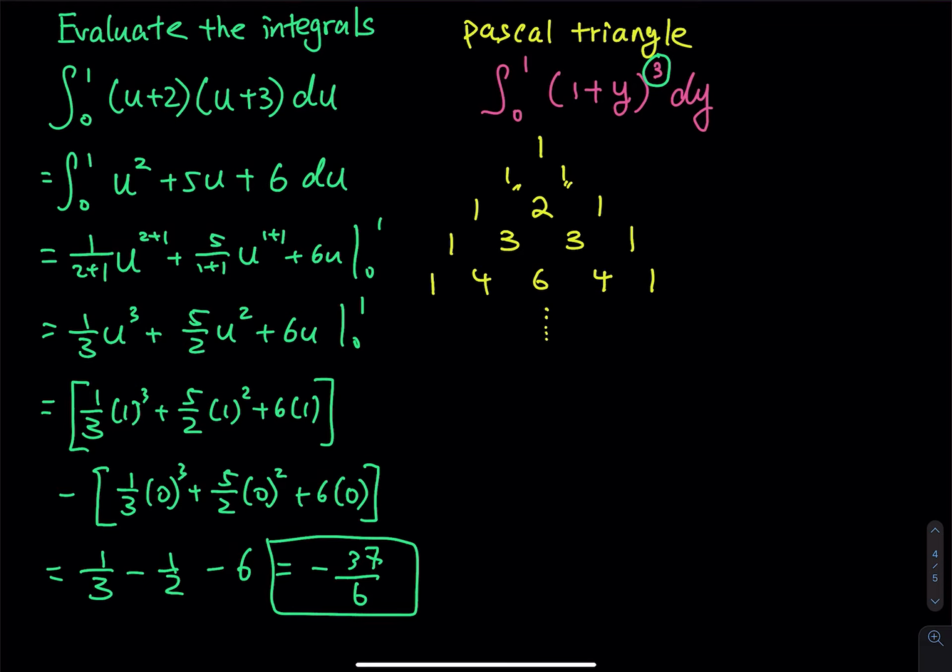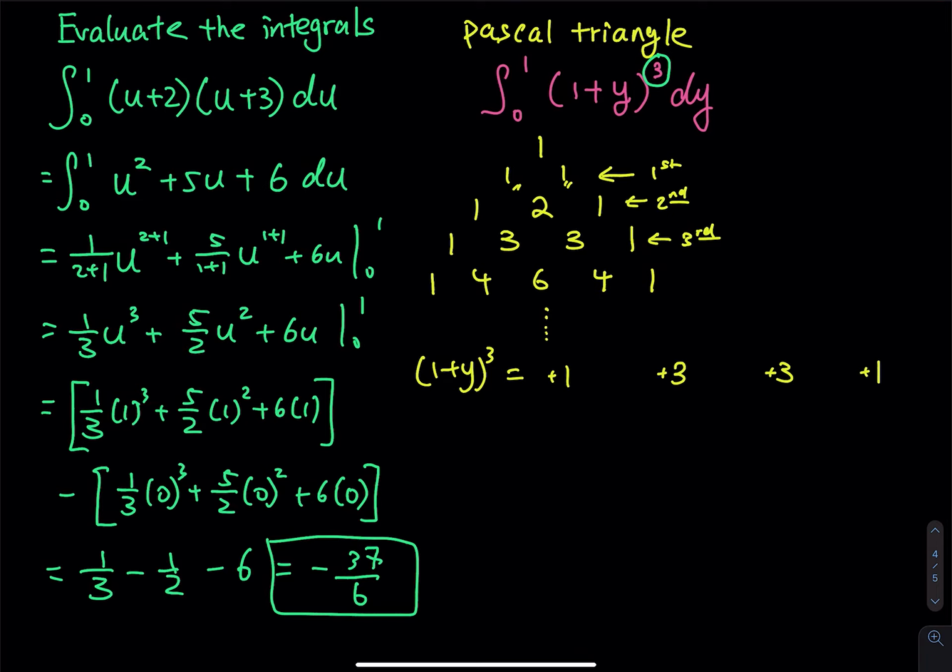Okay. So since this is a third power, we don't consider the top. So this is for the first power, this is for the second power, and this is for the third power. So for the third power, how do we use the 1, 3, 3, 1? The 1, 3, 3, 1 are the coefficients. So for 1 plus y to the third, you write these coefficients down, 1, 3, 3, 1. And since that is a plus, these will all be plus.